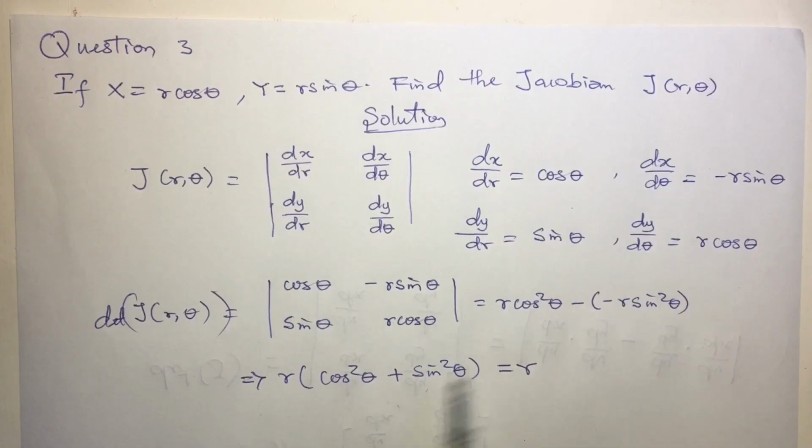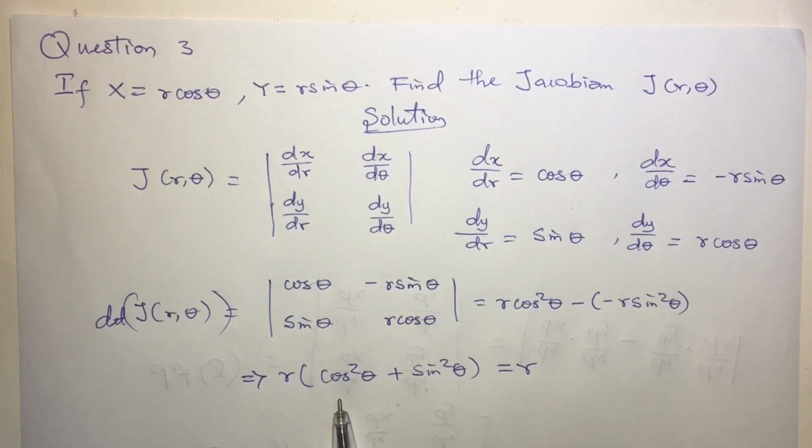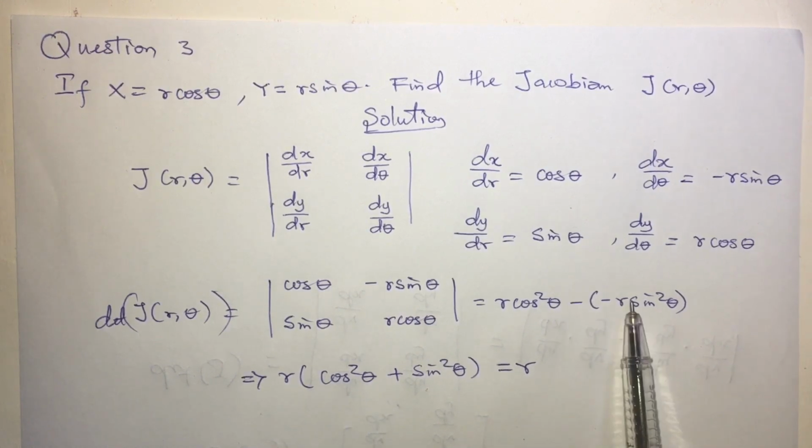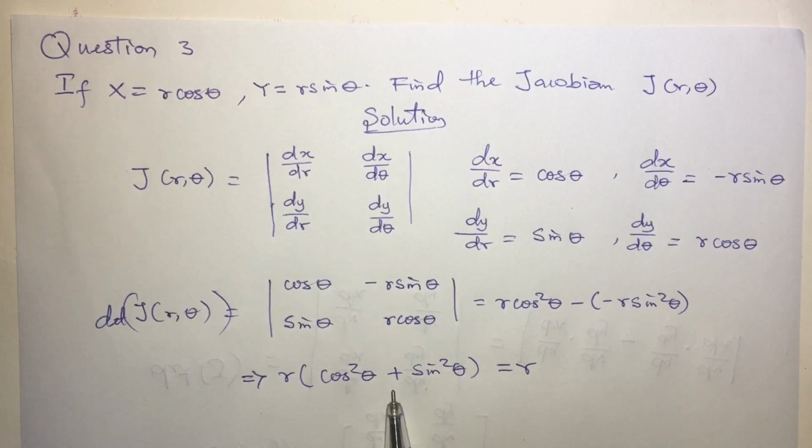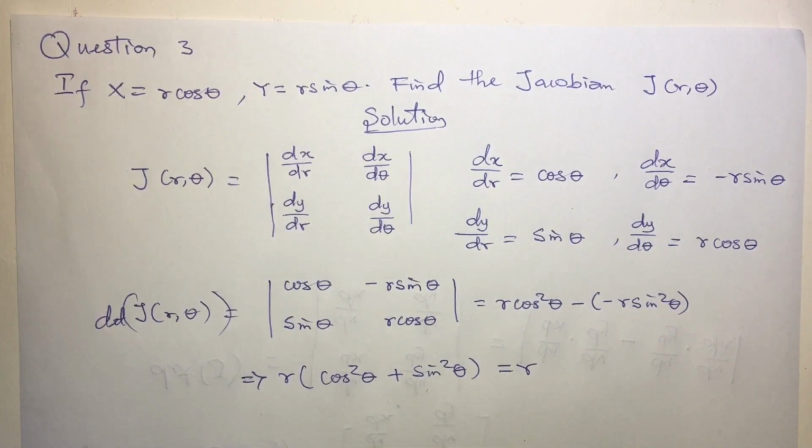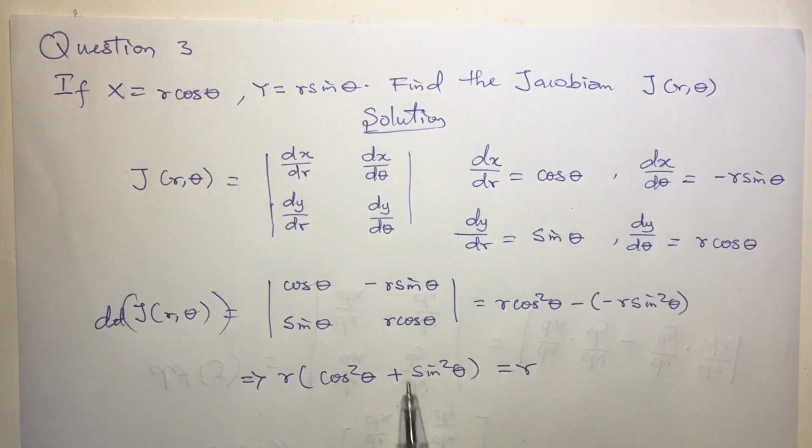From here, you should know that we need to factorize what is common, r. And by factorizing r, we have cos squared theta. Now negative times negative will give you positive. That's why I have plus here. So cos squared theta plus sin squared theta. Now remember that cos squared theta plus sin squared theta is equal to 1. Therefore, replacing all of this with 1, we have r in the bracket of 1. And r times 1 is equal to r.